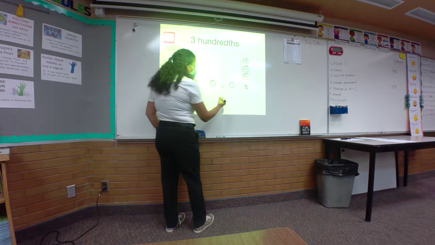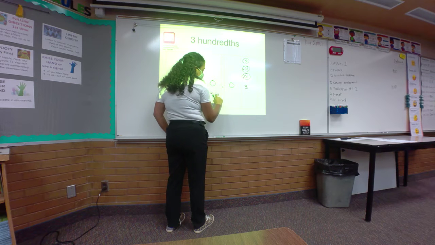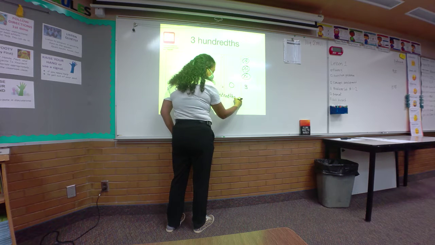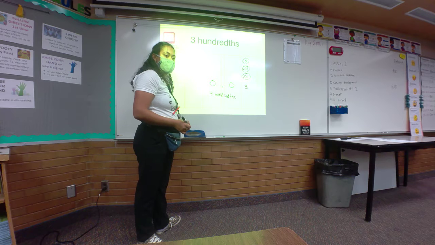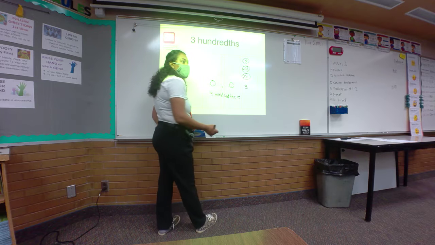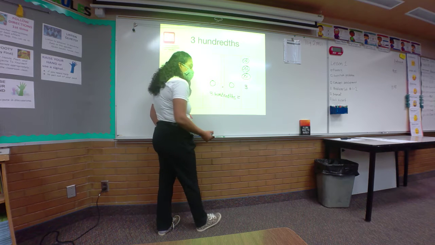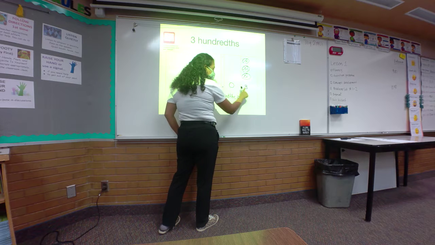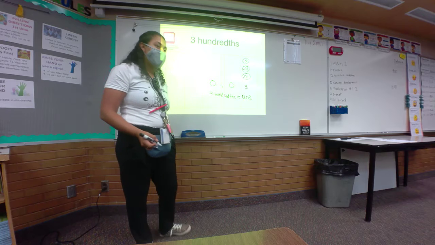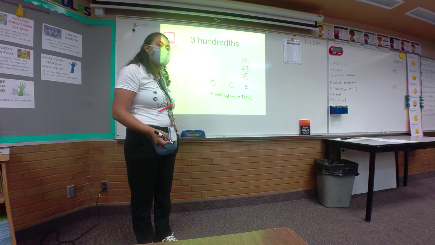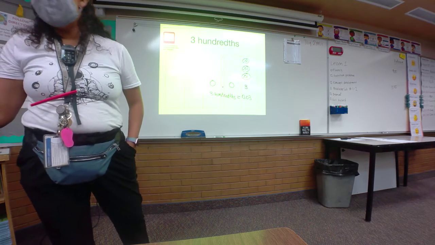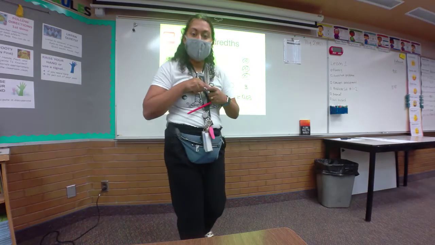Okay, let's write our connections. So 3 hundredths is equal to, how do we write it in standard form? 0.03. Okay. Got it? All right. Good job. That's some good practice for today.